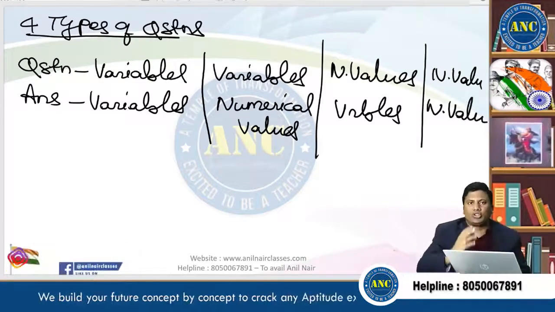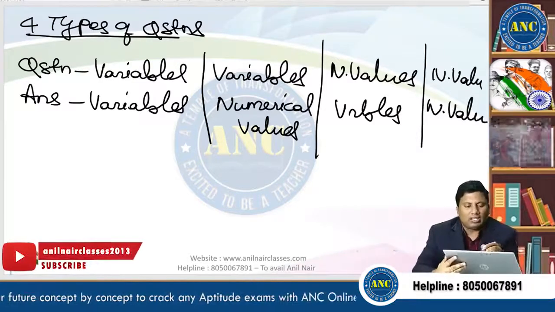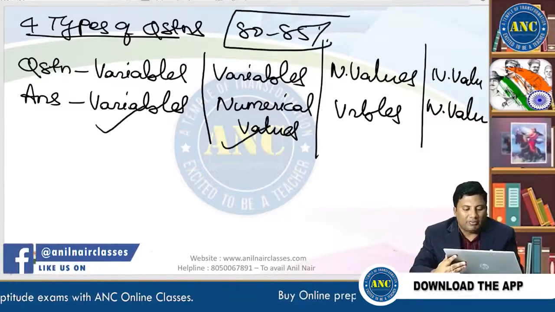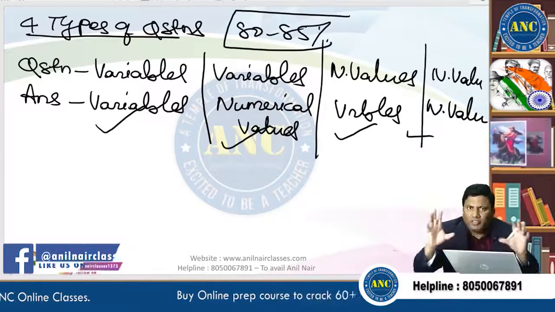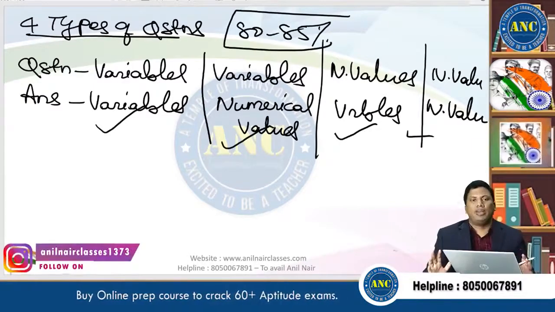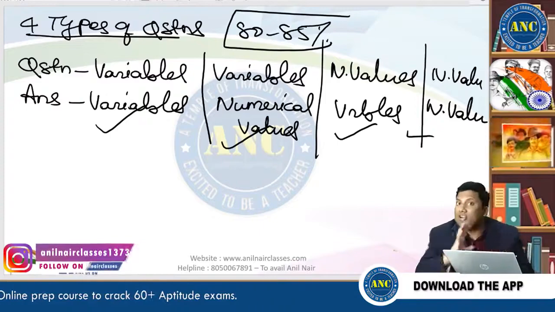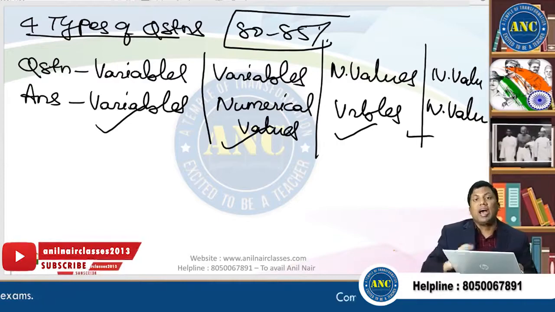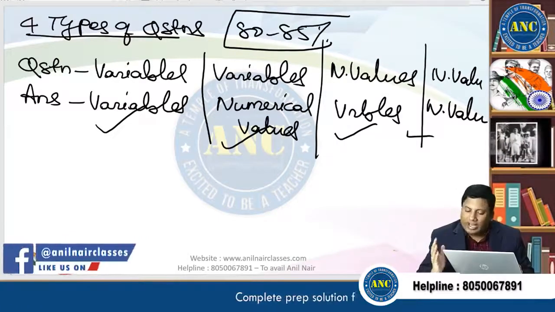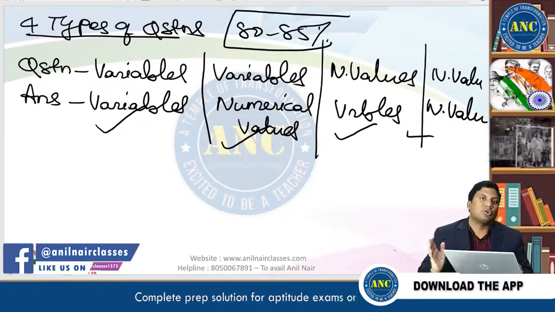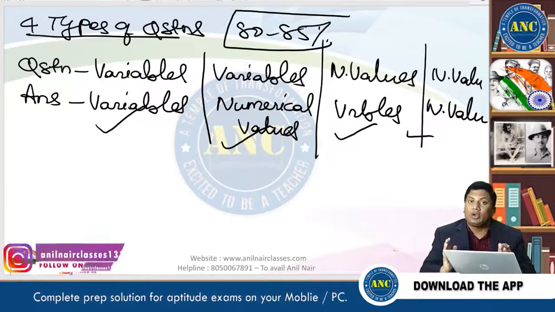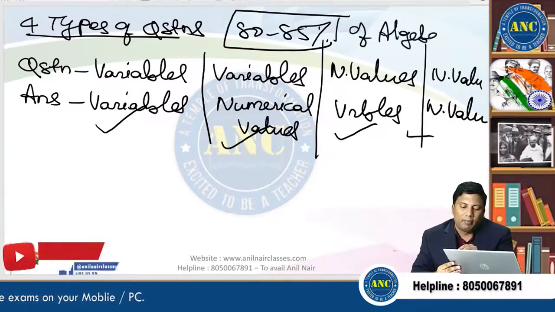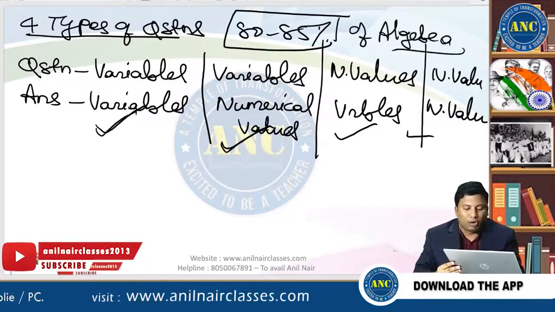You take any question in algebra, more or less 80 to 85% of the questions come under this set. Question will have variables, answer also will have variables. Question will have variables, answer will be numerical values. Question contains numerical values, answer contains variables. Question contains numerical values, answer also contains numerical values. 80 to 85% of algebra questions can be solved using these four methods.